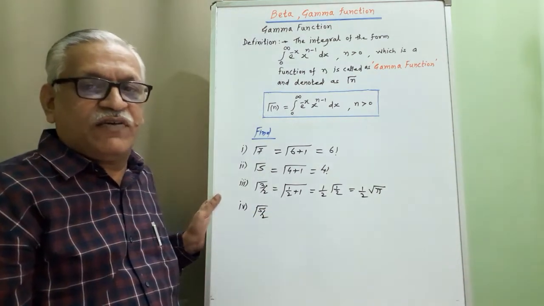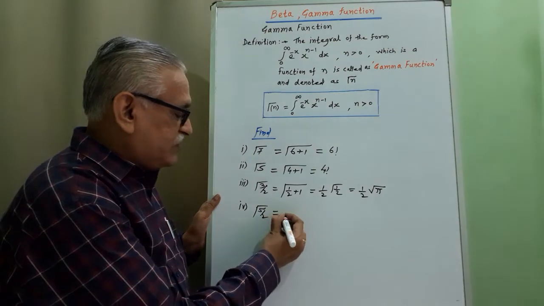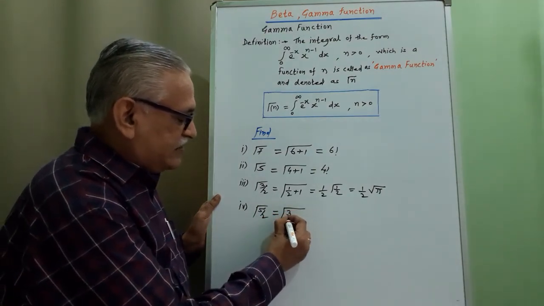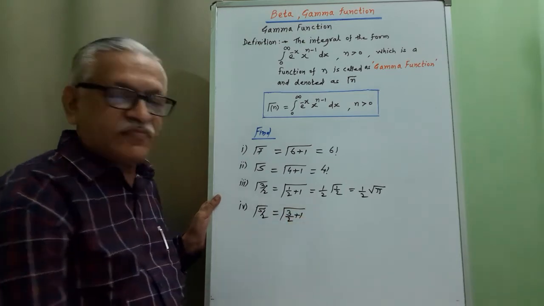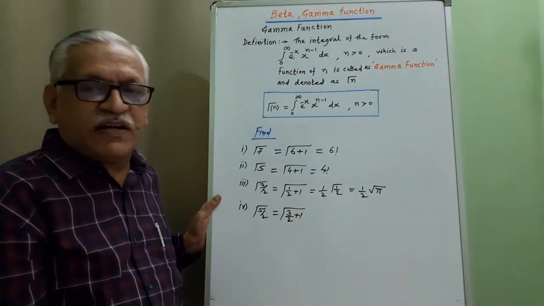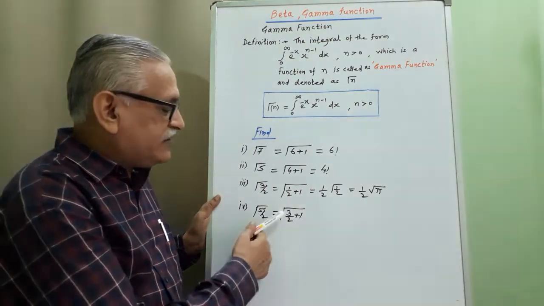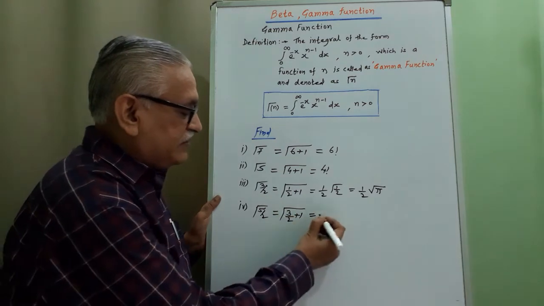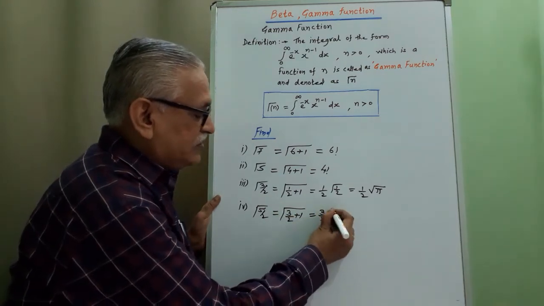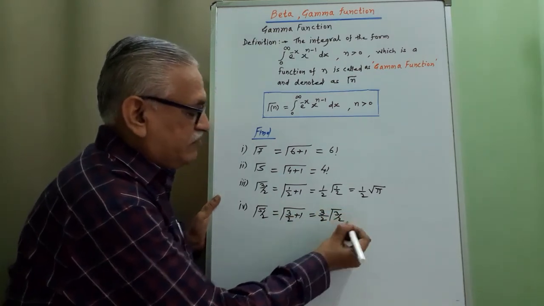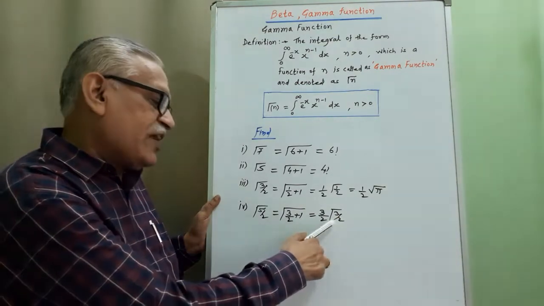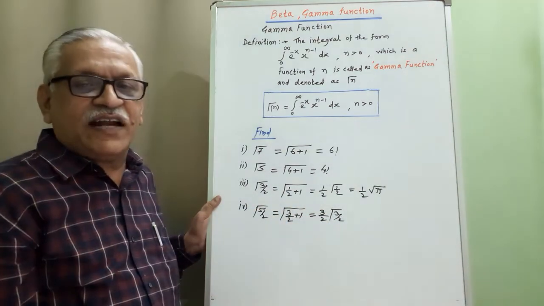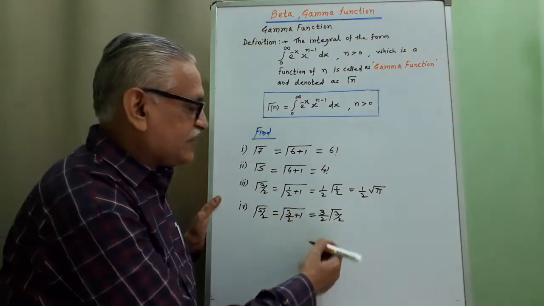Next, find the value of gamma 5 by 2. First step, we have to rewrite in the form of n plus 1. That 5 by 2 I can rewrite as 3 by 2 plus 1. Therefore, here n is 3 by 2, not a positive integer, and as per the property, its value is n gamma n. Therefore, it is 3 by 2 gamma of 3 by 2. We have to rewrite that gamma 3 by 2 in this form till we get the gamma 1 by 2 term.